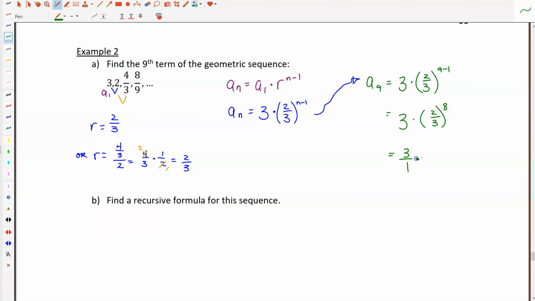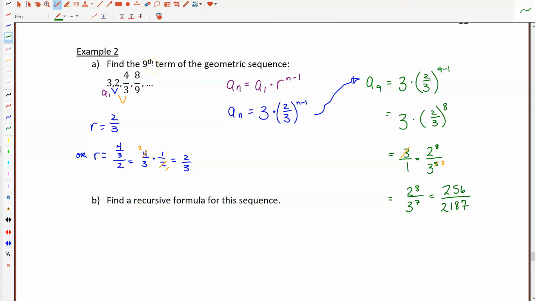So 3 I'm going to write as 3 over 1, and I would have 2 to the 8th power over 3 to the 8th power. Here, this 3 will wipe out one of these exponents. So then I end up with 2 to the 8th power over 3 to the 7th power. And I would then get 256 over 2,187. So there's the exact answer if I was asked to simplify this.